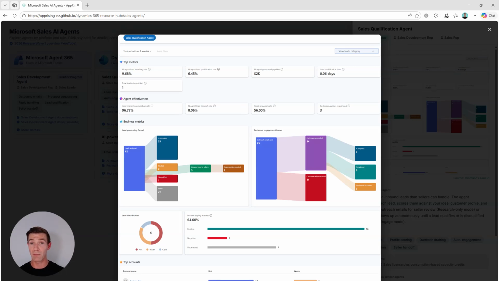This one is generally available at the moment. It runs with your existing Dynamics 365 sales license, so it's probably one of the ones that is most practical as a starting point if you've got Dynamics already.